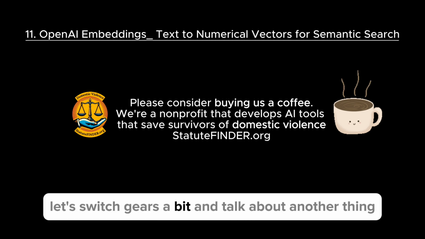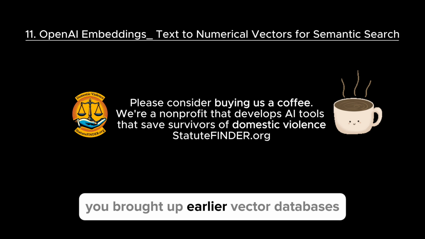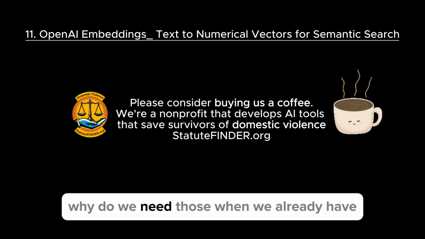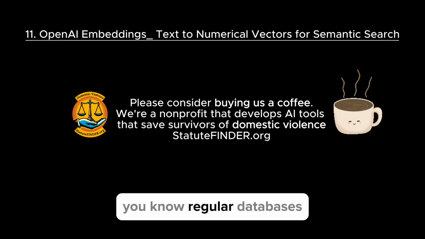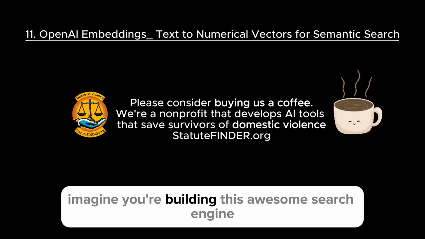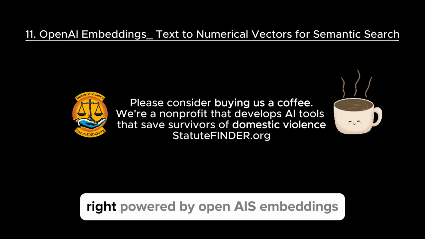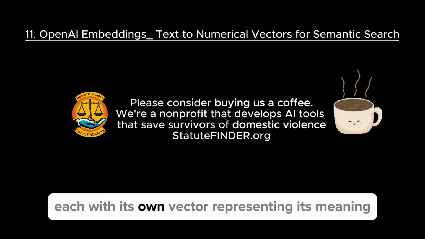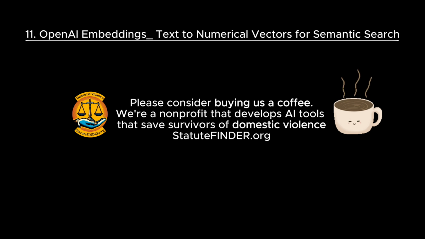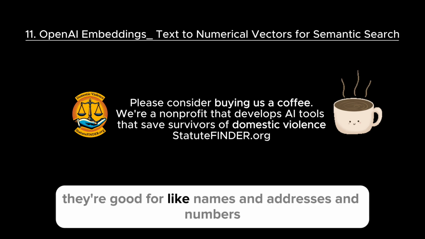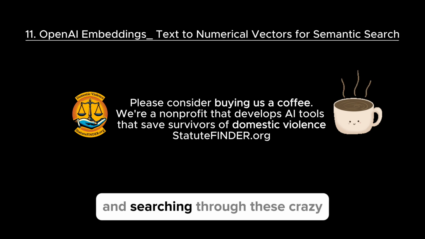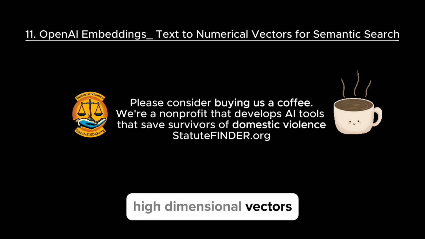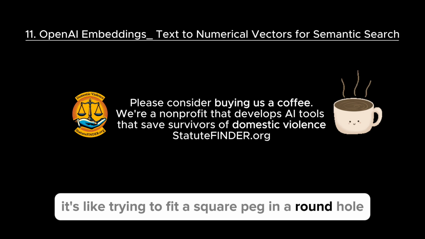Now let's switch gears a bit and talk about another thing you brought up earlier. Vector databases. Why do we need those when we already have regular databases? Imagine you're building this awesome search engine, right? Powered by OpenAI's embeddings. You've got millions of documents, each with its own vector representing its meaning. Regular databases are good for names and addresses and numbers, but they're not made for storing and searching through these crazy high-dimensional vectors. It's like trying to fit a square peg in a round hole.